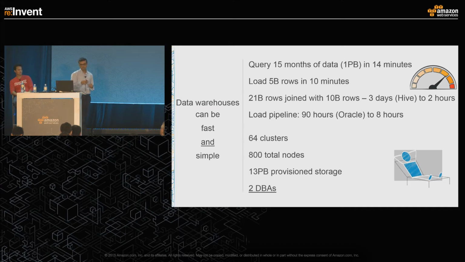They are able to load 5 billion rows in under 10 minutes and perform really complex joins across huge data sets and tables. In this particular case, one of the queries that used to take 3 days started taking 2 hours in Redshift. And their load pipeline for ETL became significantly faster as well. So it's a fairly large footprint. They have lots of clusters and lots of nodes across lots of different groups within Amazon that are now using Redshift. And all of this they're able to do with 2 DBAs.